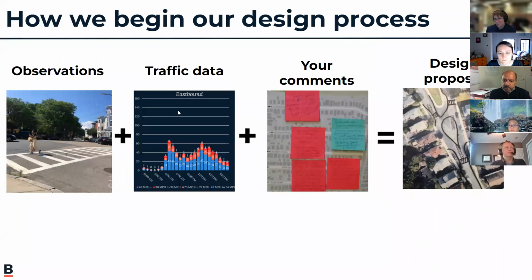So at the transportation department, our design process is this: we first make some observations of the street and how people are using it. We combine that with taking a deep look at the traffic data. We also want to be informed by your experiences. And so that's why we do as much as we can to reach out to you and to hear how you are using the street and what you're experiencing. And we combine all three of those inputs into a design proposal. And that's what we'll be showing you today.